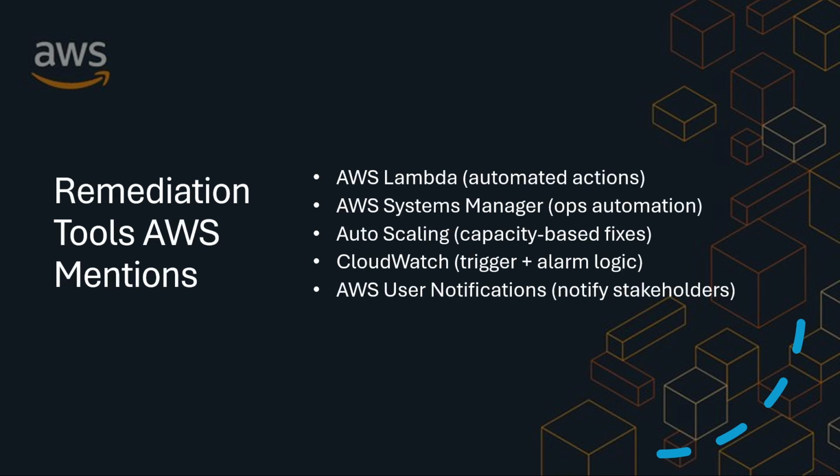AWS specifically mentions services you can use for remediation automation, that is CloudWatch for detection, Lambda or Systems Manager for actions, and Auto Scaling for capacity fixes. The idea is simple: don't just alert humans, automate safe corrective actions, and notify the right people when needed.